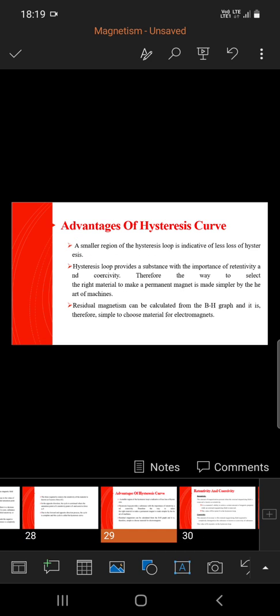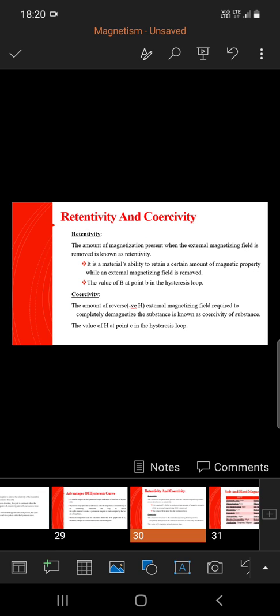Advantages of the hysteresis curve: a small region in the hysteresis loop indicates less loss of hysteresis. Hysteresis loops provide the substance's retentivity and coercivity. Therefore, the selection of the right material to make a permanent magnet is made simpler. Retentivity can be calculated from the BH graph, and it is therefore simple to choose the material for electromagnets.